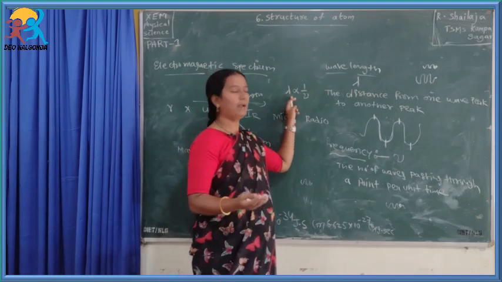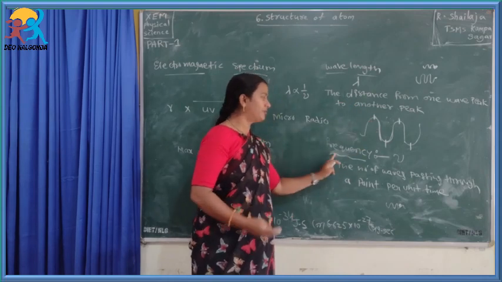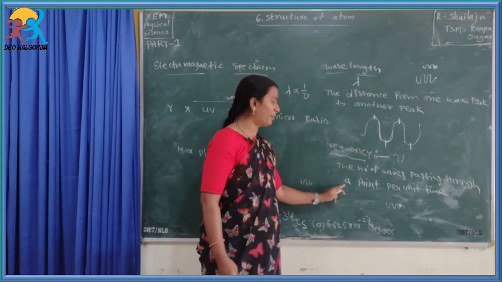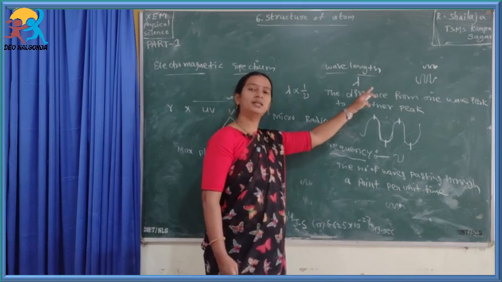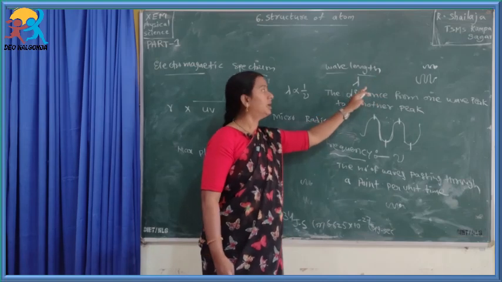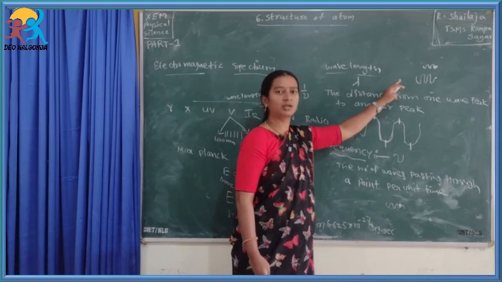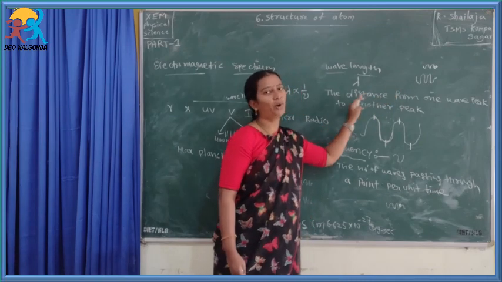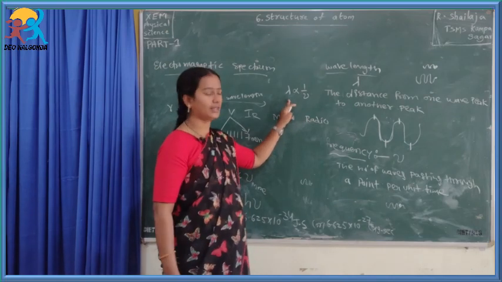Lambda, the wavelength, is the distance from one peak to another peak. Frequency is the number of waves passing through a point per unit time. With a smaller wavelength, more waves are crossing the point. With a larger wavelength, fewer waves are crossing the point. That's why the frequency is inversely proportional to the wavelength.